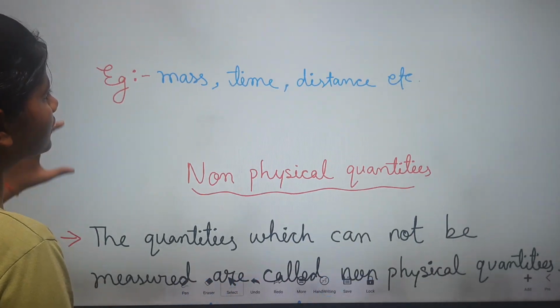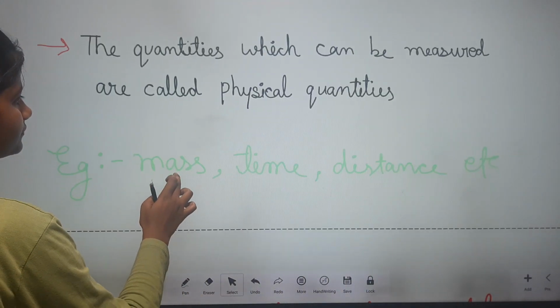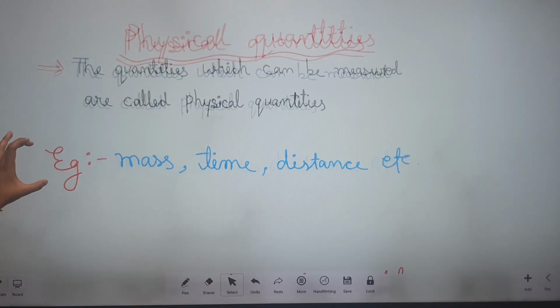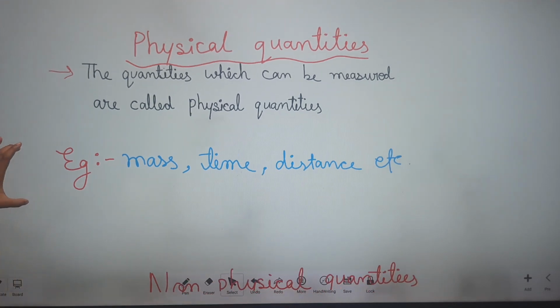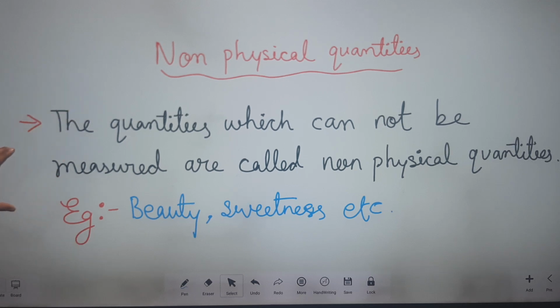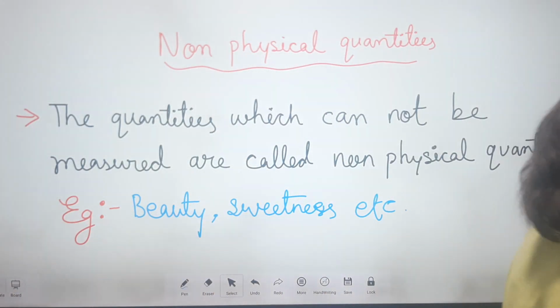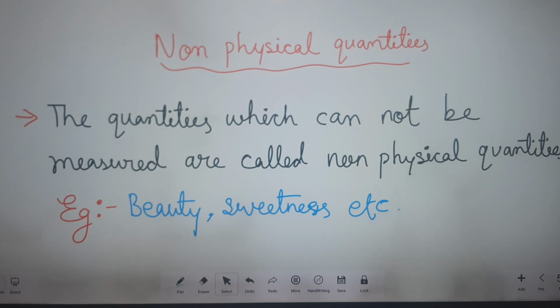And the quantities which can be measured are called physical quantities, like mass, time, distance, volume, area, speed, force. All these can be measured, so that is why these are physical quantities. And the quantities which cannot be measured are called non-physical quantities, like whiteness, blackness, beauty, sweetness. We cannot measure these things. So I hope you understand till here.